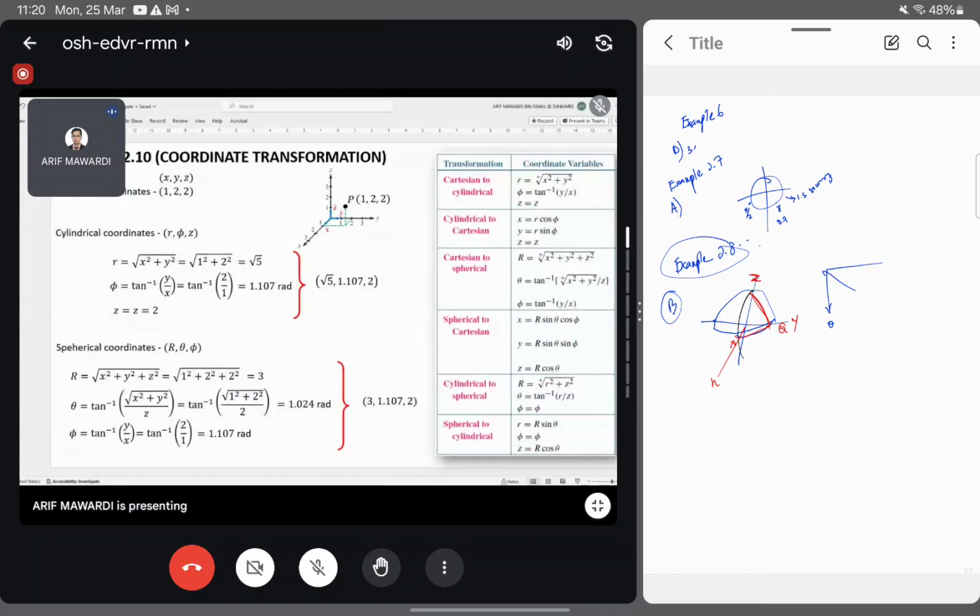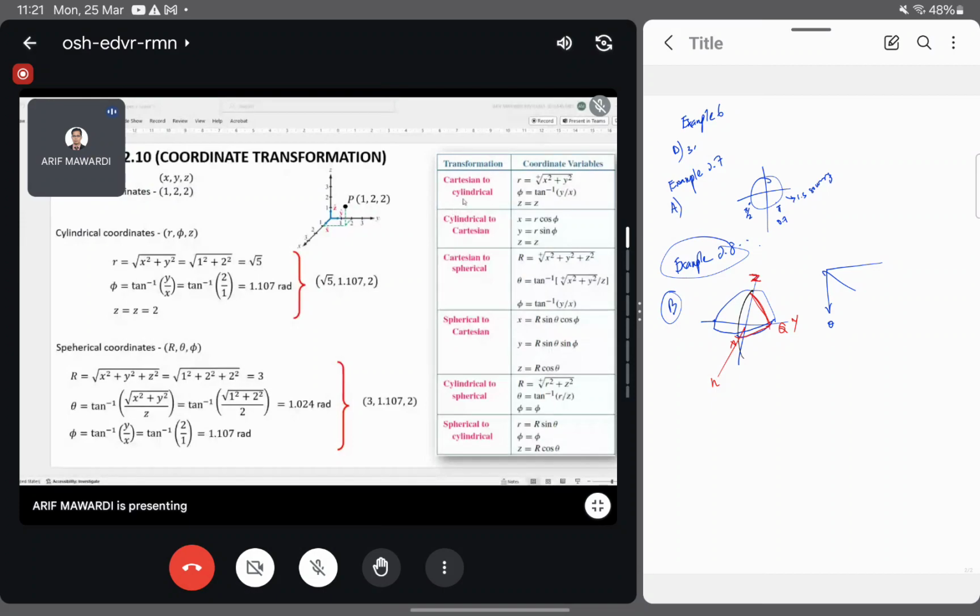And then if you want to convert from the Cartesian coordinate system to the spherical coordinate system, again you are given the coordinates of the point in the Cartesian coordinate system. Now you want to find the coordinates of the point in the spherical coordinate system. In the spherical coordinate system, the coordinate variables are r, theta, and phi.